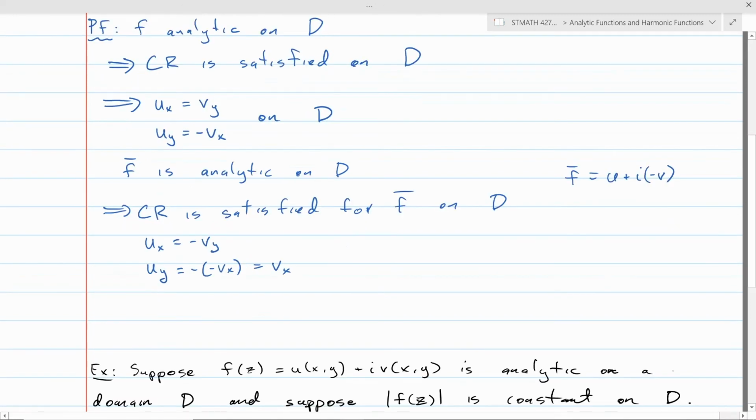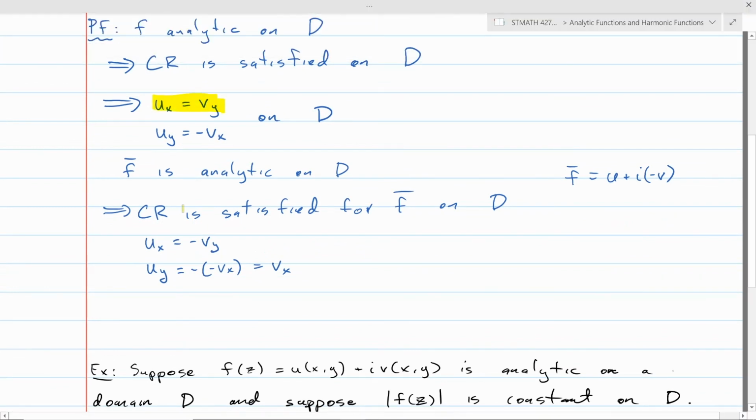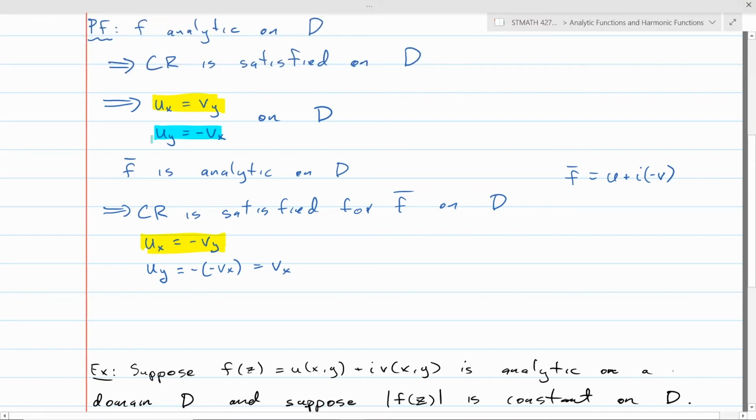So when you put these things together, let me highlight them: the ones that I've got highlighted in yellow here, and then separately the ones that I have highlighted in blue here, we can just add those equations together. So if you add the ones that are in yellow, you get 2 times ux equals 0.